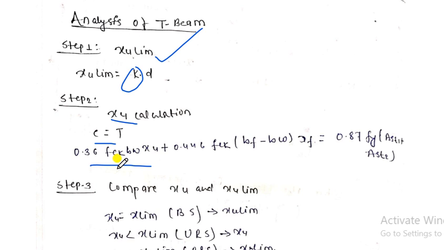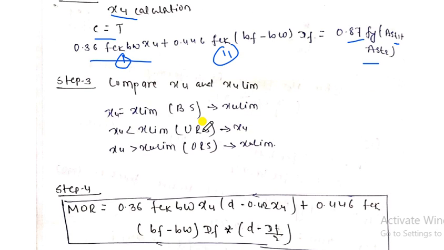We have already calculated the C value. This one is for figure 1, the compressive force for figure 1. This one is the compressive force for figure 2. Similarly this one is 0.87 Fy times AST1 plus AST2. So from here you can easily calculate XU, and XU is the neutral axis depth. Then you will compare XU and XU limit. When XU is equal to XU limit, it will be a balanced section. If it is less, then it is under-reinforced. If XU is greater, then it is over-reinforced.